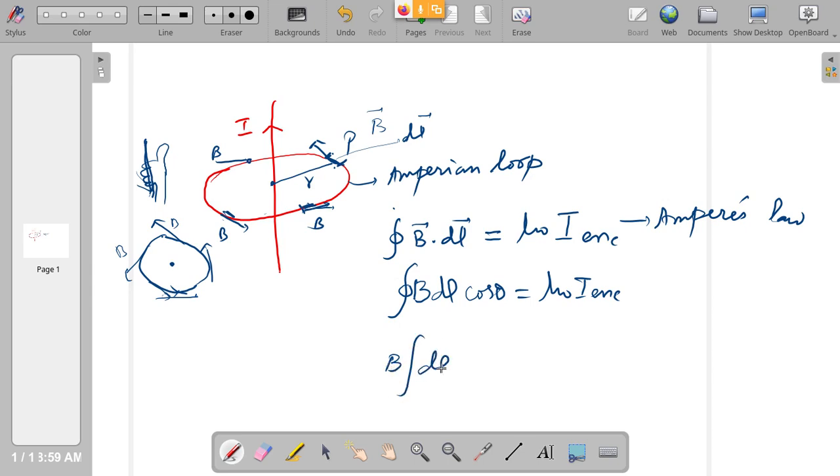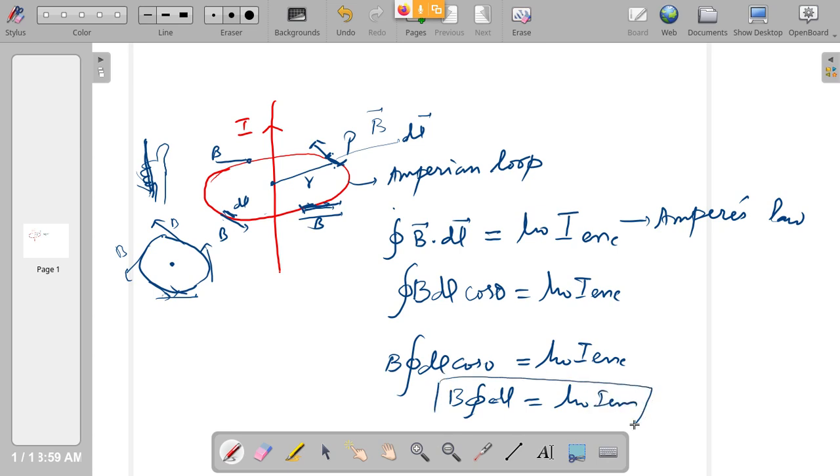dl, of course, closed integral. Cos theta, theta is 0 because B and dl are in the same direction. dl is the small length here, B is parallel to it. So that angle between the two is 0. So its cos 0 is mu naught I enclosed. Therefore, B integral dl, because cos 0 is 1, is equal to mu naught I enclosed. So this is the simplified form of Ampere's law.